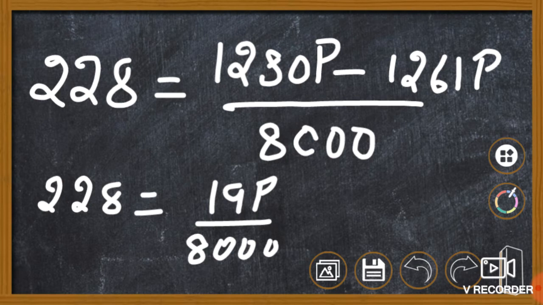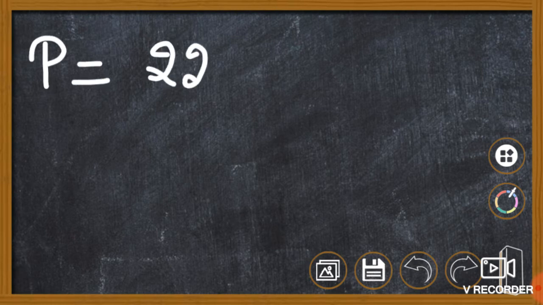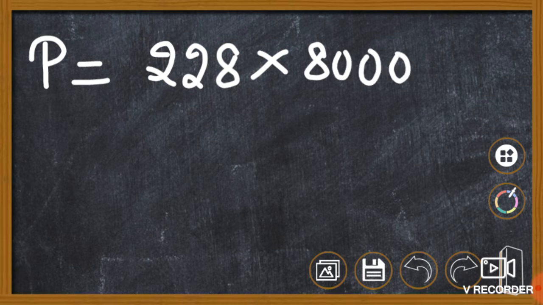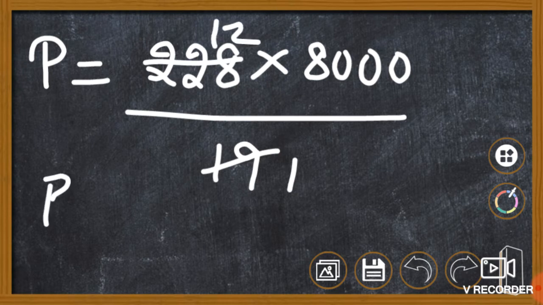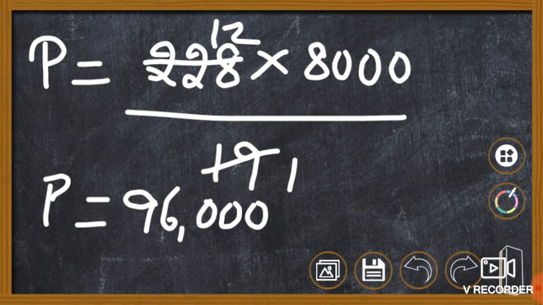Now, do the cross multiplication, that is p is equal to 228 into 8000 by 19. 19 ones are 19, 12s are 228. So, 12 8s are 96 followed by 3 zeros. P, the principal amount is 96,000. This is the solution for question number 7.